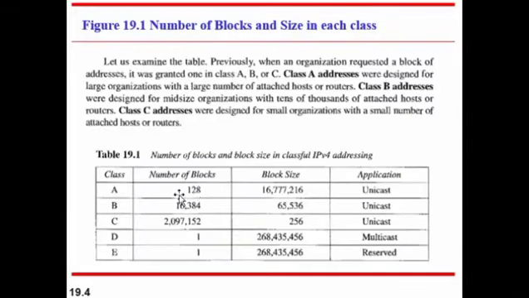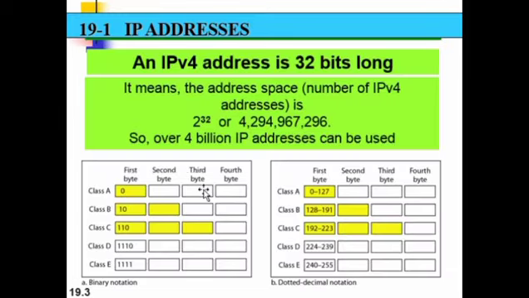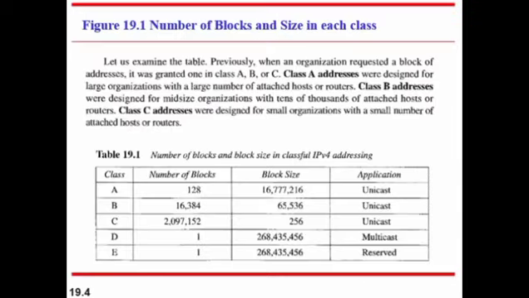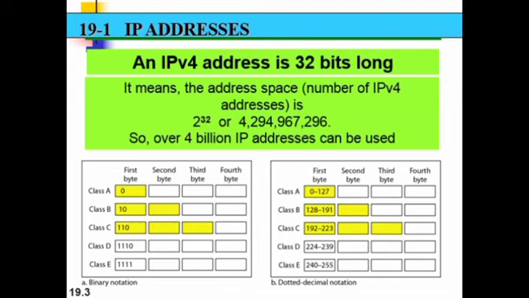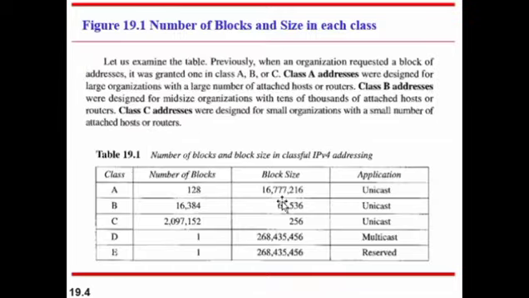Now how did we get the block size from these host IDs? Here we have 3 bytes that are specifying the host IDs, right? 1 byte is equal to 8 bits, so 8 into 3 is 24, so 2 raised to power 24, we will get this answer, that is about 16 million 777 thousand, like this, right? So this is how we will calculate the number of blocks and the block size.